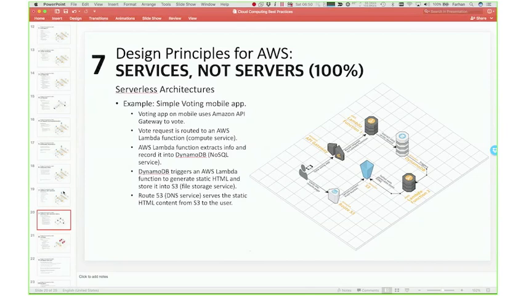In this typical example, all of the services used were Amazon's, and no servers or EC2 instances were actually triggered. So this service actually costs zero when there is no voting request coming. Whenever a voting request comes up, the serverless architecture automatically takes care of that. So this finishes our seventh design principle. If there is any question, then we can move to the eighth one.